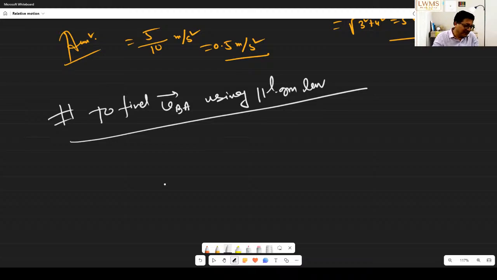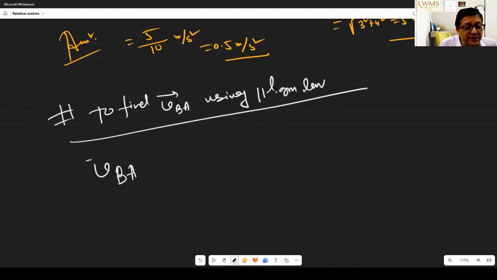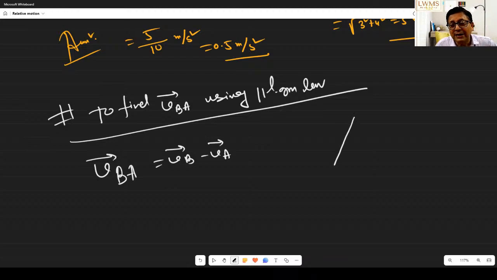Understand what I said? You can assume that one of them is at rest and the other is moving. So to find VBA using parallelogram law, we can assume that A is at rest, B is moving. Okay, so what will be the concept? Let me write that part first, where you have understood the definition of VBA. VBA is vectorially VB minus VA. This I will do purely by vector method where no IJ is considered, without using IJ, by using parallelogram law.